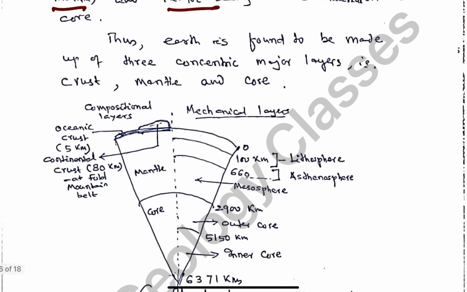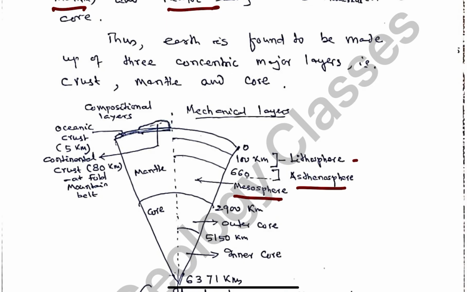And let us see what the mechanical layers are. The mechanical layers are the lithosphere, which is rigid, solid, breakable, which goes up to a depth of 100 kilometers. Below 100 kilometers is the asthenosphere, which is somewhat weak, and it goes from 100 kilometers to 660 kilometers. Below the asthenosphere there is the mesosphere, which is hard, dense rock. It goes from 660 kilometers up to 2900 kilometers depth, and below 2900 kilometers the iron core is present, which is the metallic core.